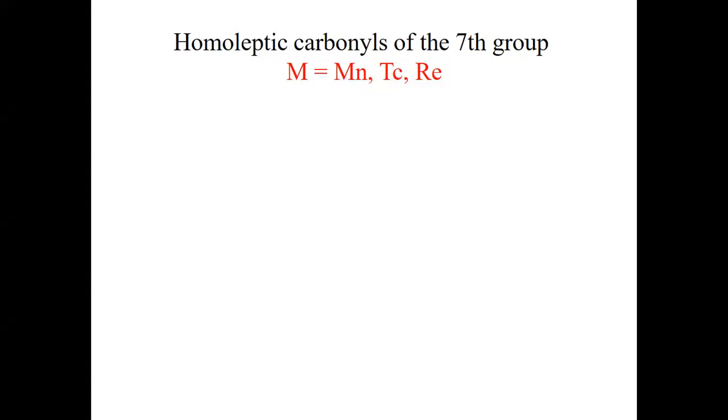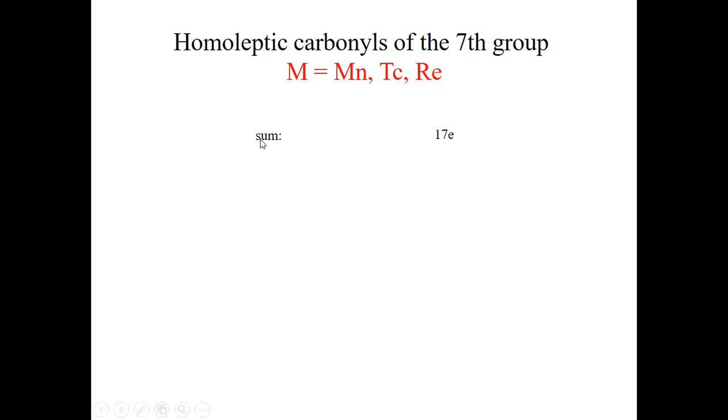And now go to the homoleptic carbonyls of the 7th group. Okay, the 7th group is a group in which there's an odd number of valence electrons, and the elements manganese, technetium, and rhenium belong to them. So now, in this case, as I said before, we need to create 17 valence electron fragments and then dimerize these 17 valence electron fragments. And then we need to look, well, what structure would we expect?